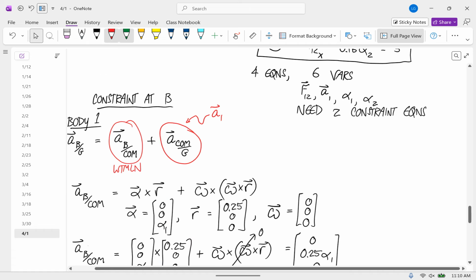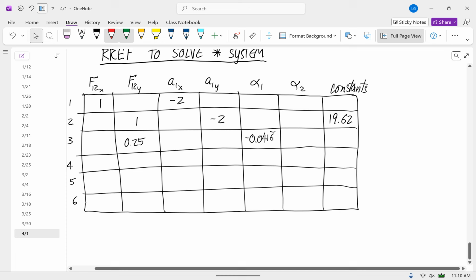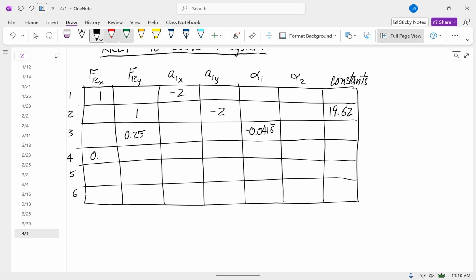Oh, my computer. Okay, so this is 0.5. This is negative 0.16 repeating. And what was the constant?